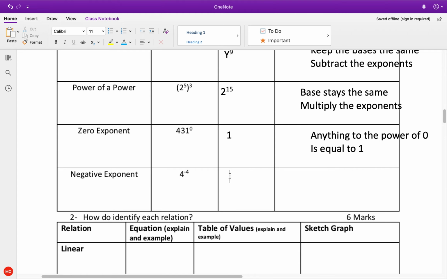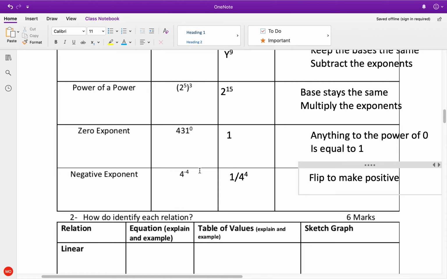The answer here is 1 over 4 to the power of 4. Now here, if you flip to make positive. So if it's 4 to the negative 4, if you take the 4 to the negative 4 to the bottom, it becomes positive.